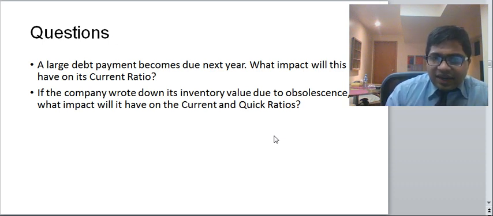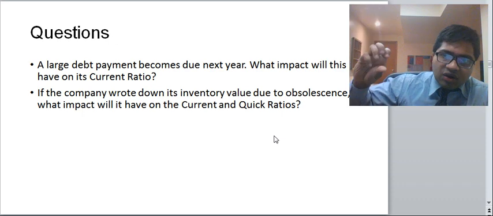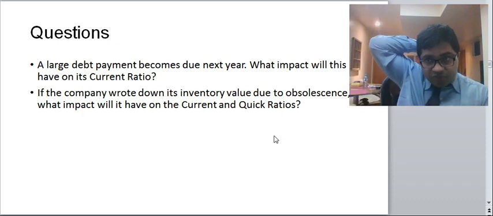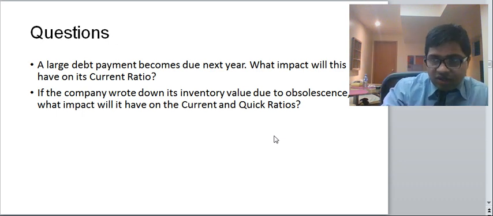If the company wrote down its inventory due to obsolescence, what will be impact on current and quick? Now in terms of current ratio, inventory is a part of current asset. So if inventory is written down, it's going down, numerator is going down, so this ratio will go down. But in quick ratio, we do not consider inventory, so inventory is not a part of it, so ratio is not impacted.